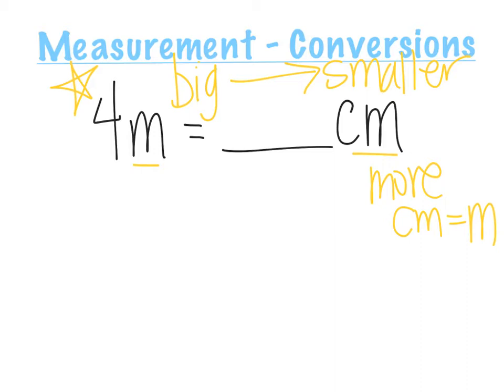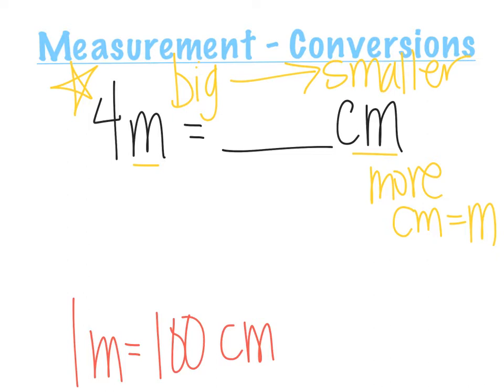And to prove it, if I look at my star reference materials, and luckily it's on there too, you have to rely on your reference materials. It shows me that 1 meter is equal to 100 centimeters. So if I'm looking for 4 meters, and 1 meter equals 100 centimeters, am I going to be multiplying or dividing to find the centimeters?